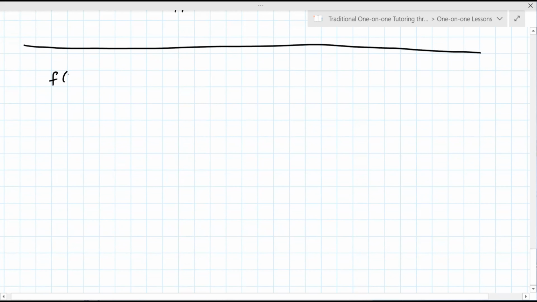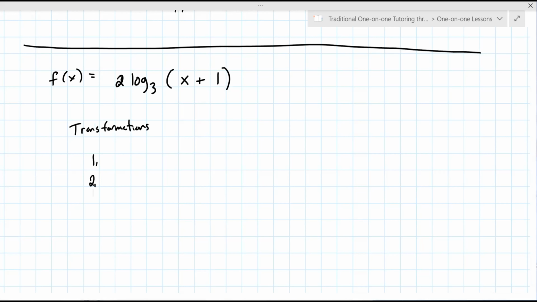Okay, so let's say your f of x equals 3. Actually, let me change it. Let's go 2 log base 3 of x plus 2. No, we'll go 1. We'll go 1 there. Okay, so there are transformations. This time there are 2 of them. Can you tell me what either of the transformations are?